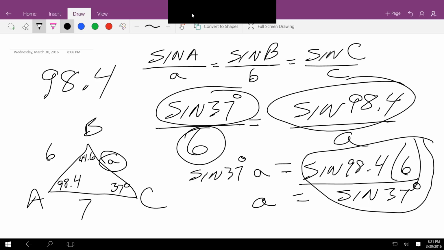Again, these are all numbers that you can get out of your calculator. And in fact, you have to get them out of your calculator. Nobody knows what the sine of 98.4 is. You might know what the sine of 30 degrees is, or the sine of 60 degrees, or the sine of 45 degrees, but any of these odd angles you have to do this way. So that's going to give us a number, and now we have all three sides, all three angles. Cool. So that's a very typical law of sines problem.